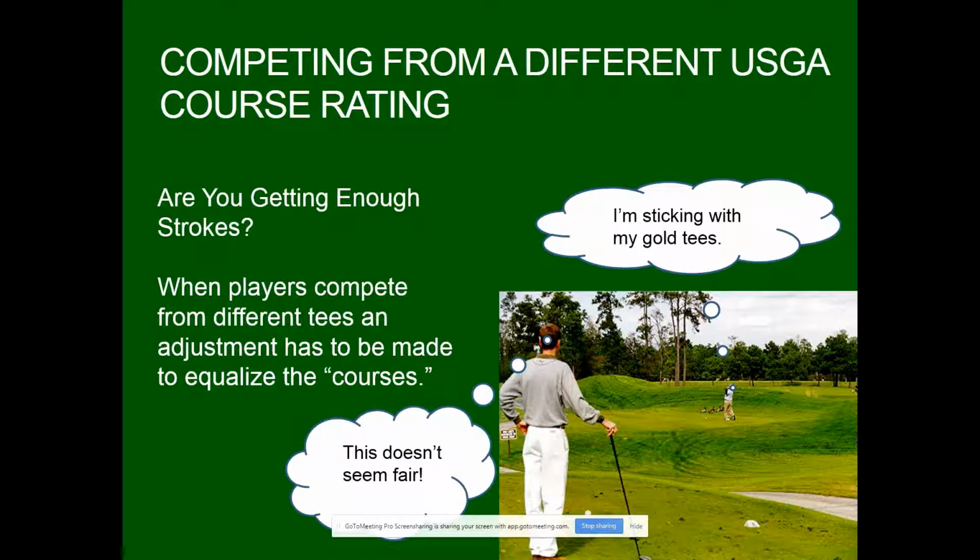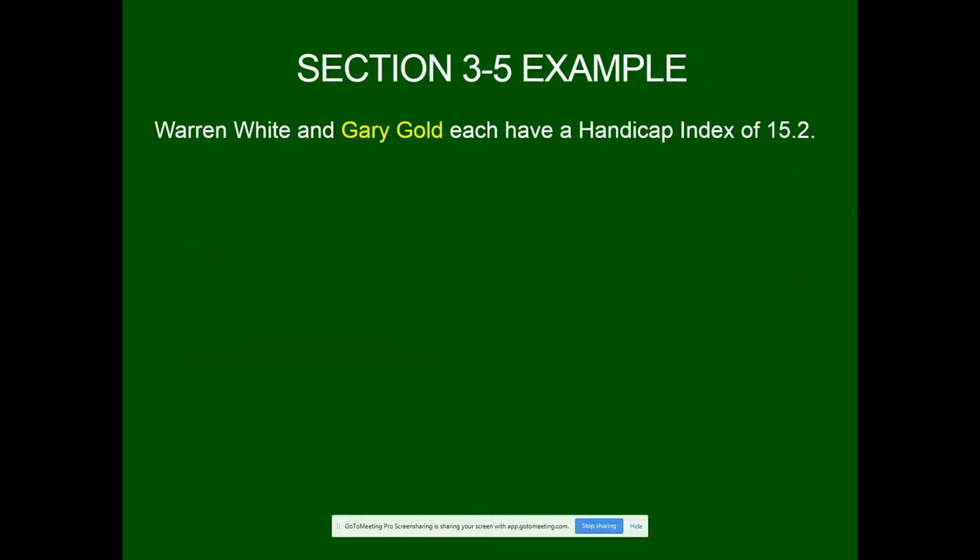Somehow we have to be able to equalize tees and golf courses. Keep in mind that the white tees and the gold tees are two different golf courses. Yes, you may be playing at the same place, but they are truly two different golf courses because they're different yardages. And you're going to find that your ball is going to end up in different situations than the person in front of you. So how do we equalize that?